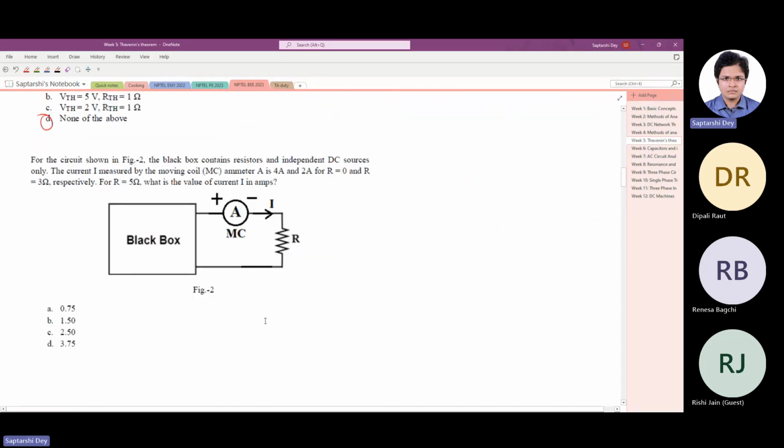Okay, we have a circuit. They say for a black box shown in figure 2, the black box contains resistors and independent DC sources. Okay, the current I measured by the moving coil ammeter A is 4 ampere and 2 ampere for R equals 0 and 3 ohm respectively. Okay. Before going into the question, can you tell me what is the moving coil ammeter and what is the another type of ammeter?